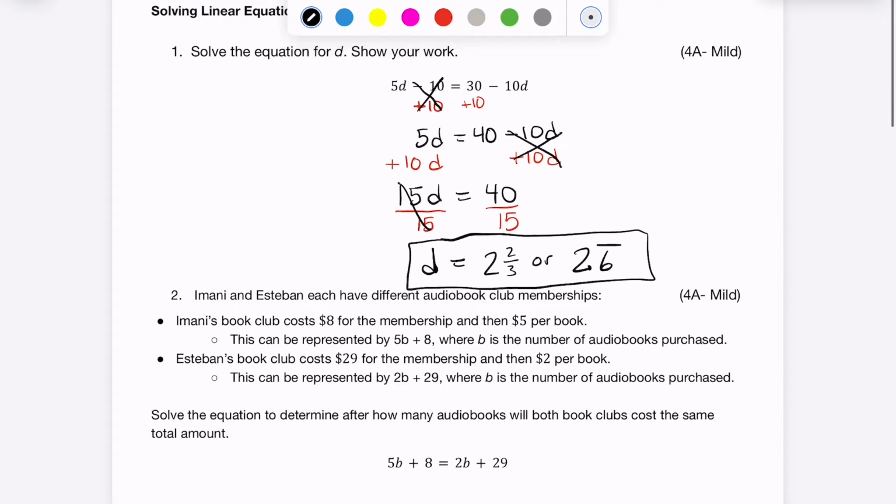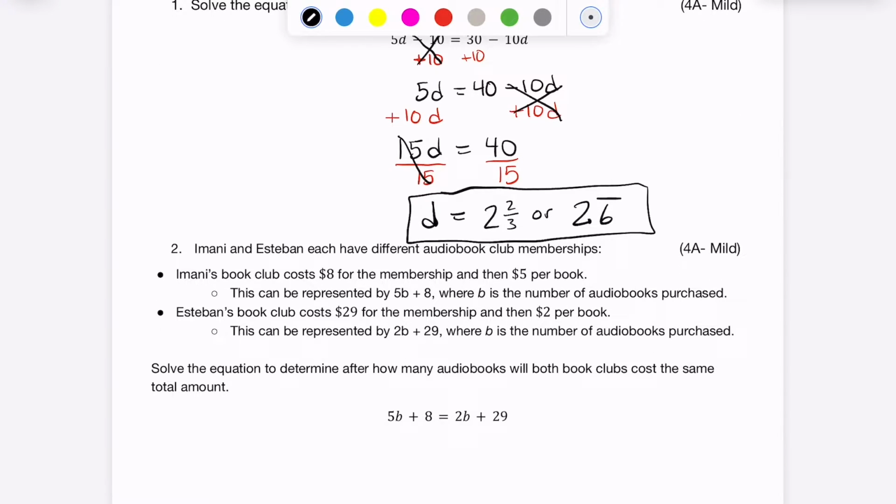Awesome. All right, moving on to 2. We have Amani and Esteban each have different audiobook club memberships. Amani's book club costs $8 for the membership and then $5 per book. This can be represented by 5b plus 8, where b is the number of audiobooks purchased. Esteban's book club costs $29 for the membership and then $2 per book. This can be represented by 2b plus 29, where b is the number of audiobooks purchased. Solve the equation to determine after how many audiobooks both book clubs cost the same total amount.